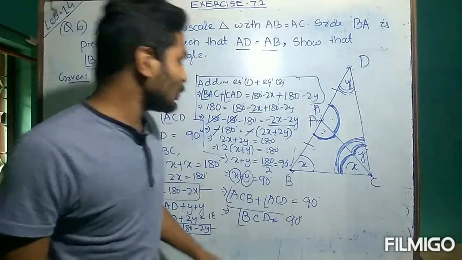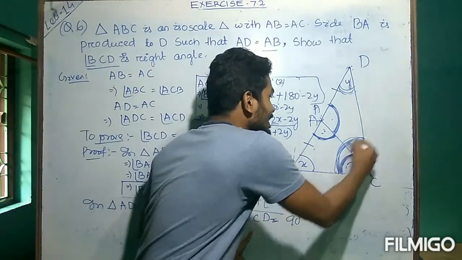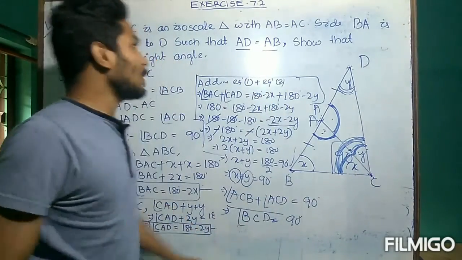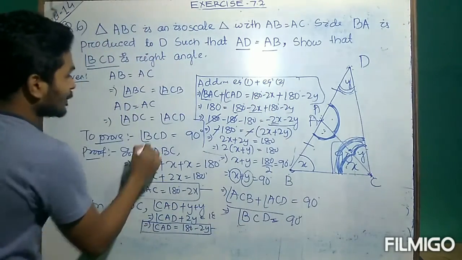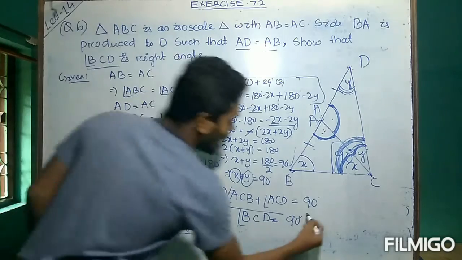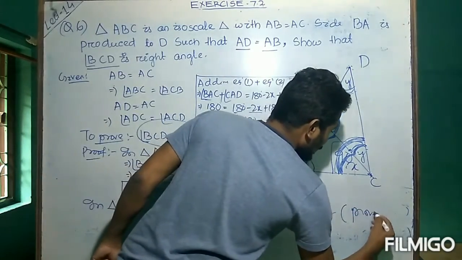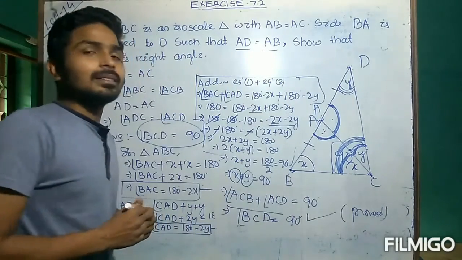So what we have found? We have found the angle BCD, this angle is equal to 90 degree. And we have to prove also this statement. BCD angle is equal to 90 degree and we have proved it. Okay, so this is now proved. Understood?